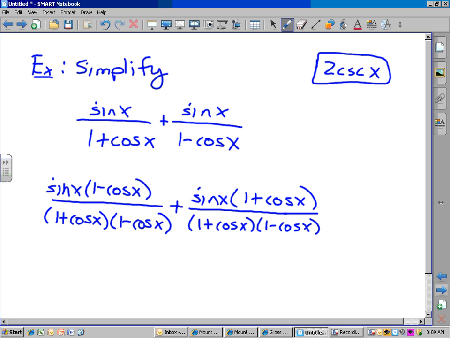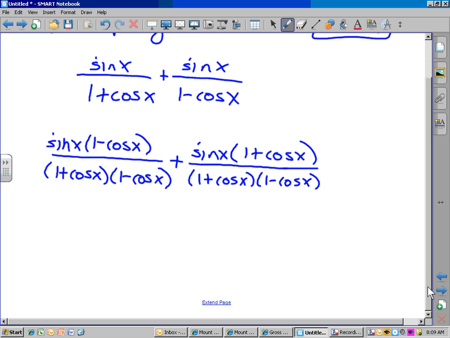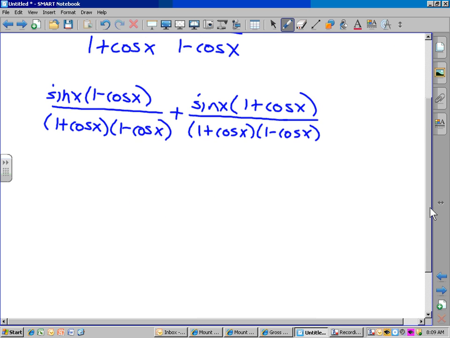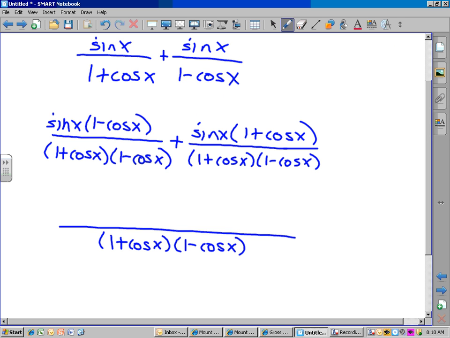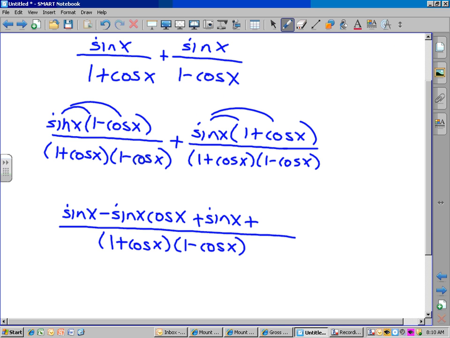Now can we combine them? Are the bottoms the same? Absolutely. When the bottoms are the same, you can add the fractions. All right. So my bottom is just going to be 1 plus cosine of x, 1 minus cosine of x. Top. I'm going to go ahead and distribute. So I got sine of x minus sine of x cosine of x, right? Plus sine of x plus sine of x cosine of x. Do you agree with that?